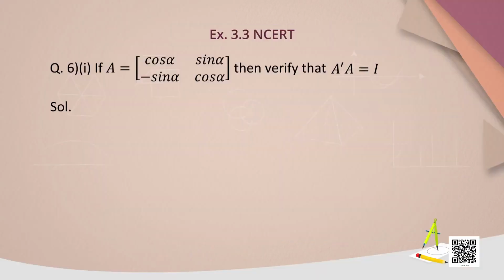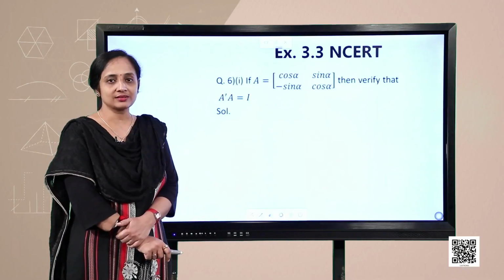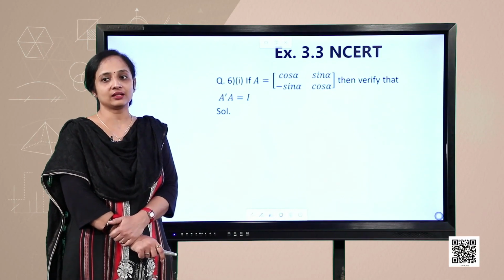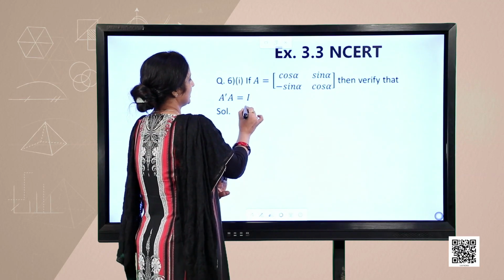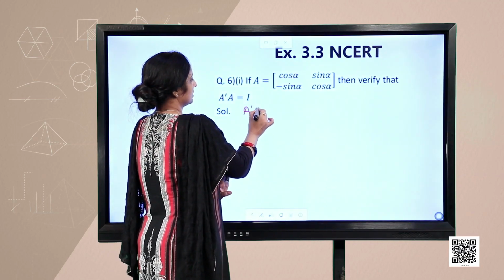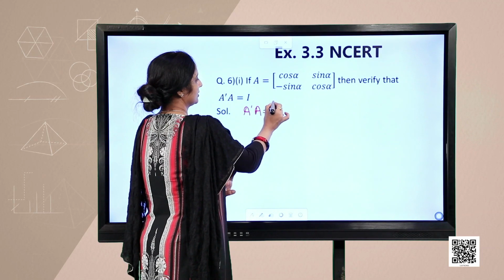So, let us move to the next question. You are given this matrix A and you are supposed to verify A transpose into A is I. You can recall I. What is I? I is an identity matrix of the same order. So, let me write A transpose into A.